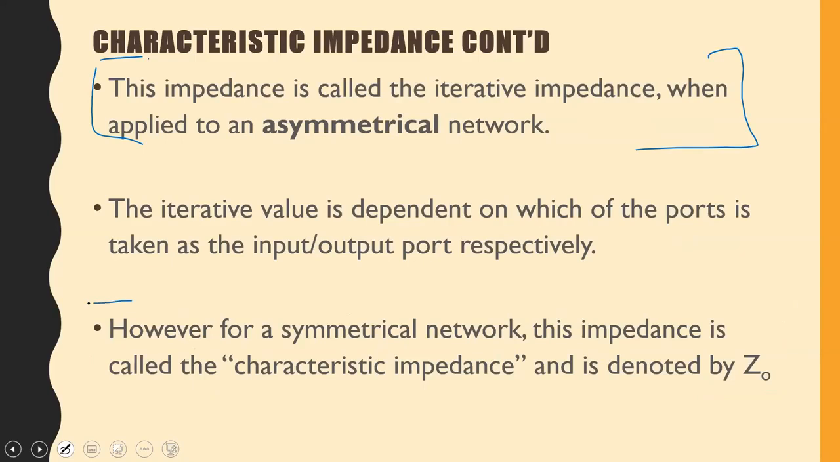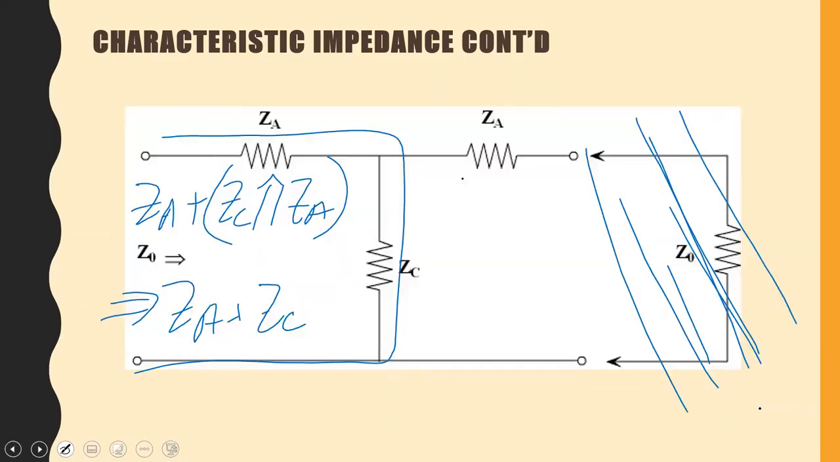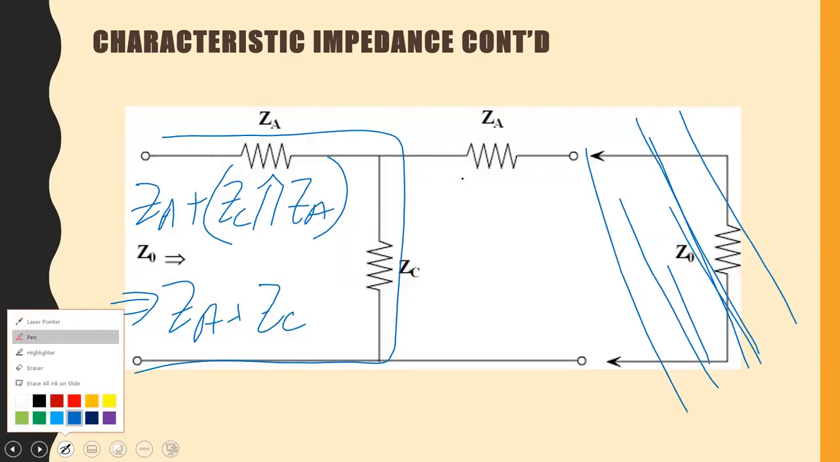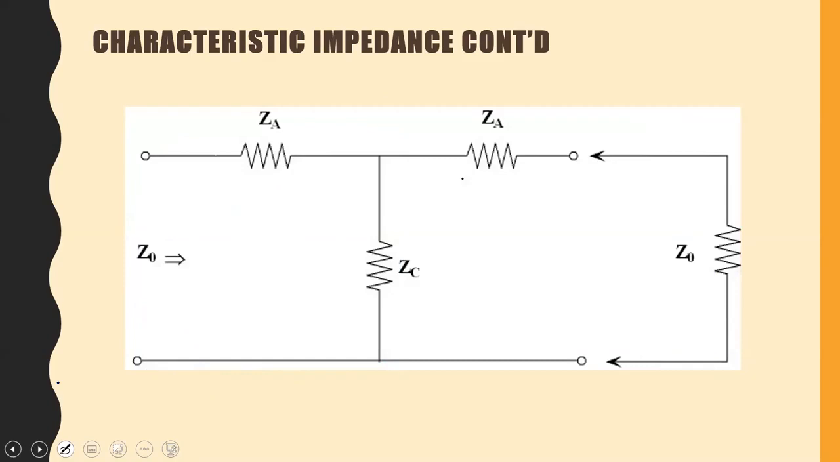And then we ended up by saying if the network is symmetrical, then the impedance is called the characteristic impedance. Since we are dealing with characteristic impedance, we started with a symmetrical network, meaning the two impedances at the top are equal. That is how we define a symmetrical network. Okay. Good? All right. Yes, sir. I got it.